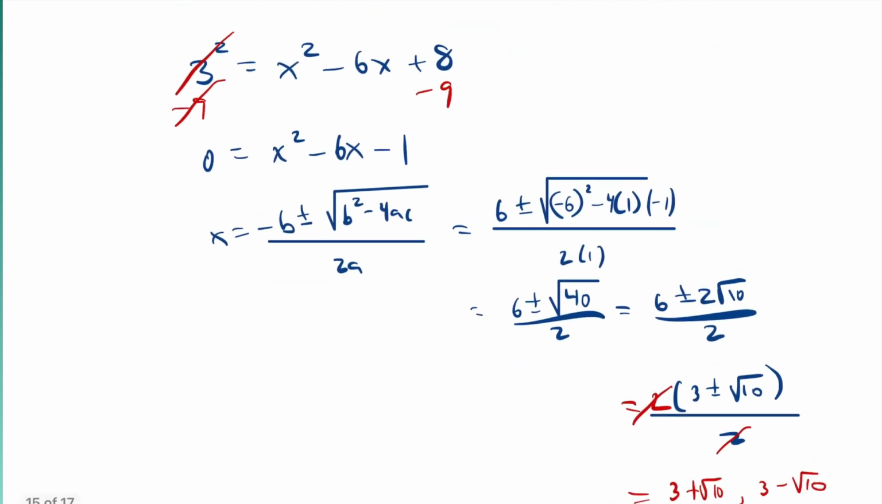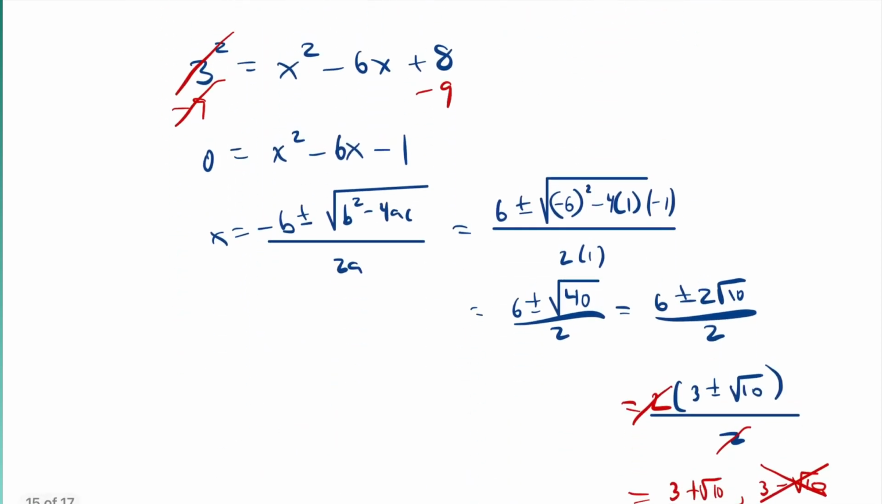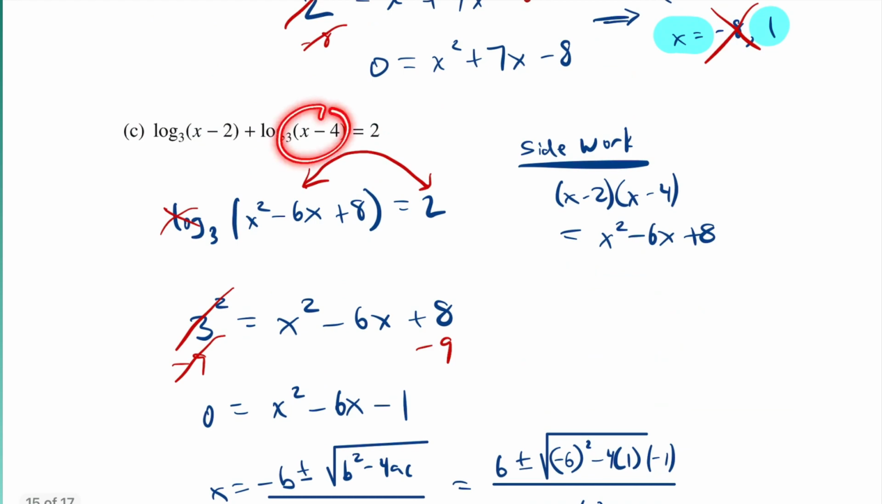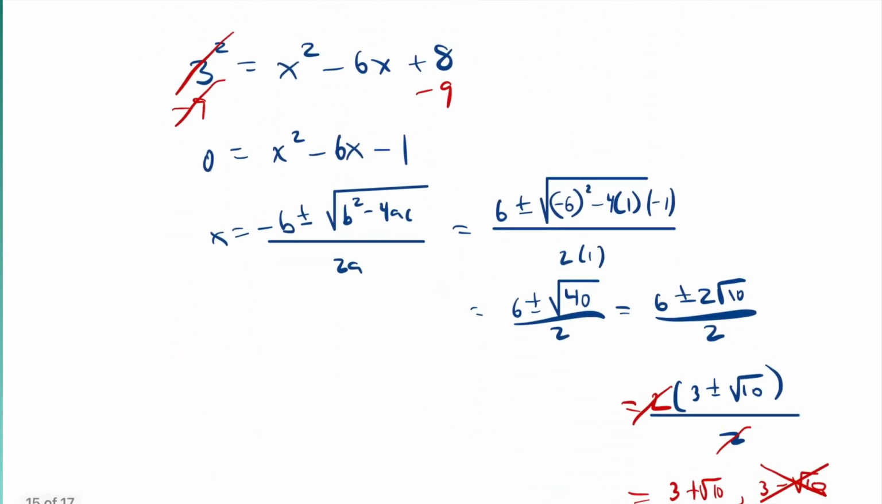This is a positive number. If you type that into your calculator, you will get a positive number. And a positive number will definitely make this a positive and this a positive as well. So once again, we only have one solution. X equals 3 plus radical 10. And that is the end of the section.